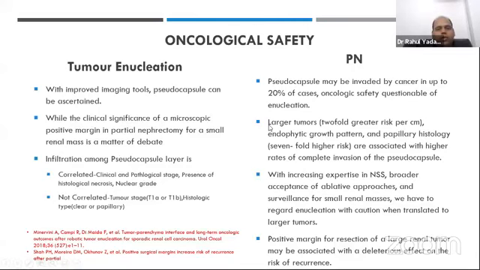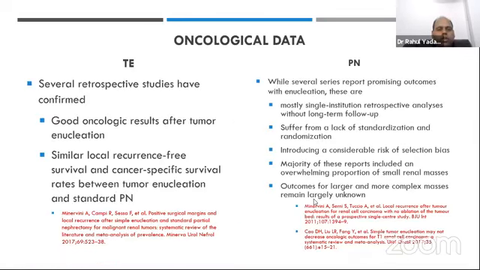The partial nephrectomy group likewise advocates that the pseudocapsule can be invaded. For larger tumors and for papillary histology, there is a high chance of invasion of the pseudocapsule. With increasing expertise in nephron sparing surgeries, we have to regard enucleation with caution, especially in large tumors. Positive surgical margins do have a deleterious effect on the risk of recurrence in case of large tumors.